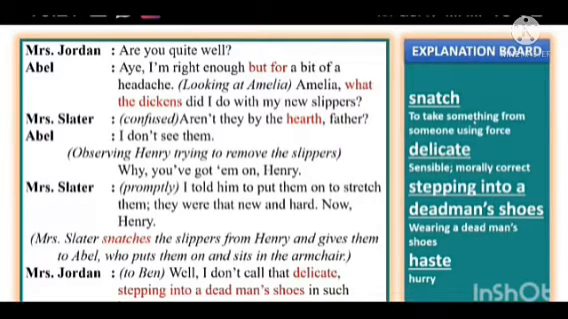Abel: Hey, I'm right enough, but for a bit of a headache. Looking at Amelia: what the dickens did I do with my new slippers? Mrs. Slater, confused: Aren't they by the hearth, father? Abel: I don't see them. Observing Henry trying to remove the slippers: Why? You've got them on, Henry.